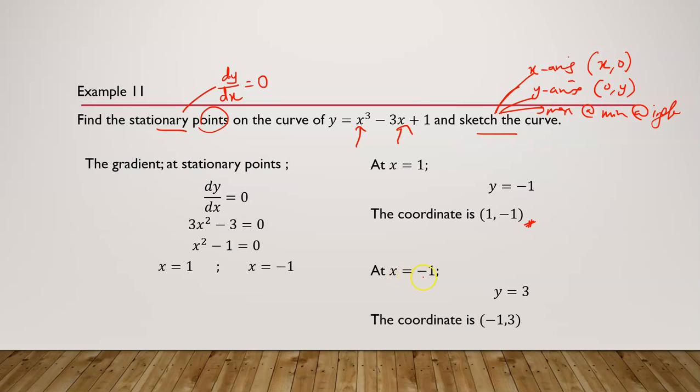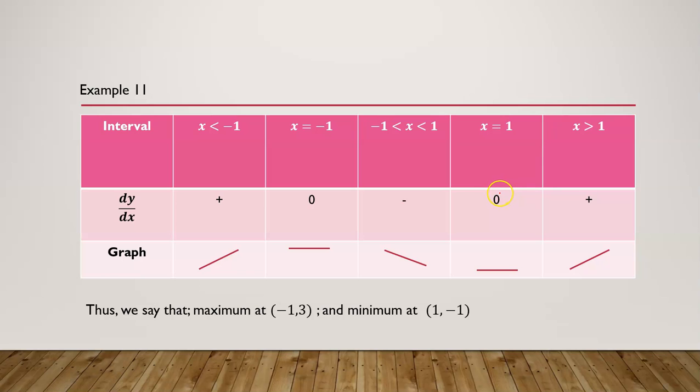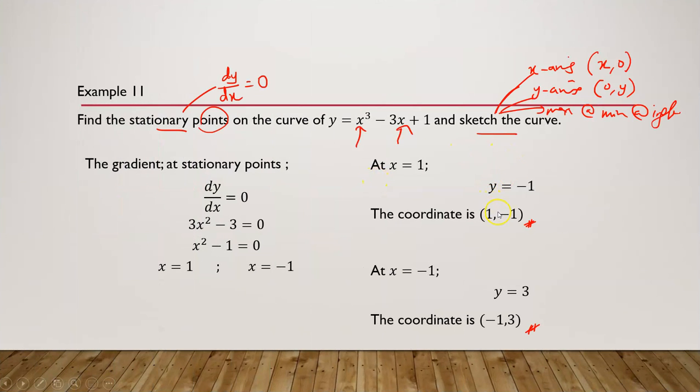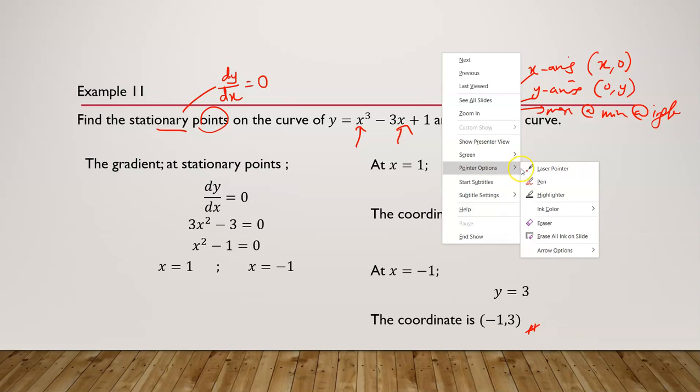And at x equals negative 1, y equals 3, so the coordinate will be negative 1 and 3. So (1, negative 1) and (negative 1, 3) are your stationary points, but you don't know whether they are maximum or minimum values. So the easiest way is we draw a table. In other words, these coordinates that you already found, x equals 1 and x equals negative 1, are your critical points.